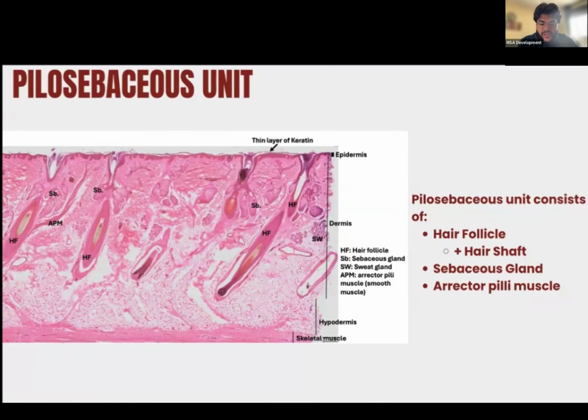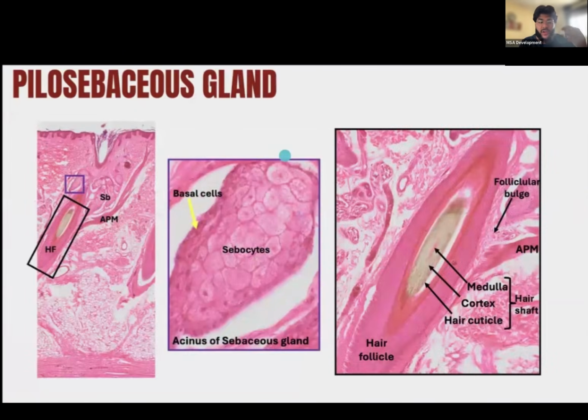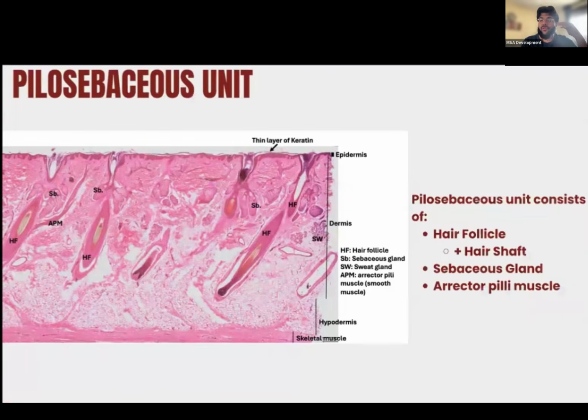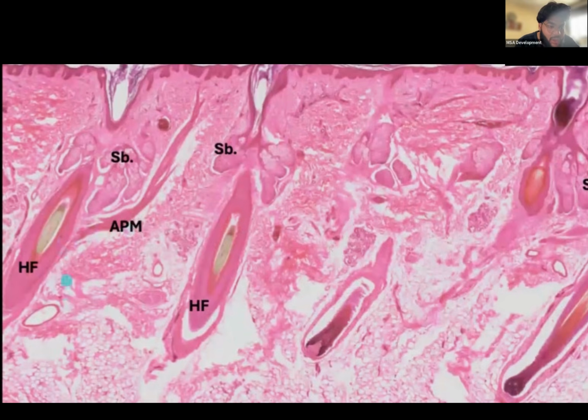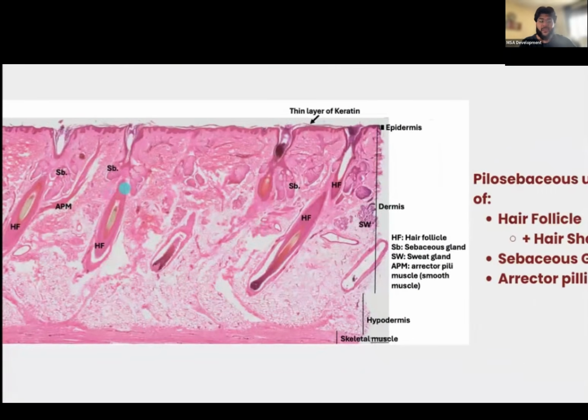So our pilosebaceous unit is made up of four things. You have your hair follicle, you have your hair shaft, you have your sebaceous gland, and you have your erector pili muscle. So our hair follicle, along with the hair shaft, the erector pili muscle, and the sebaceous gland makes up our pilosebaceous unit.